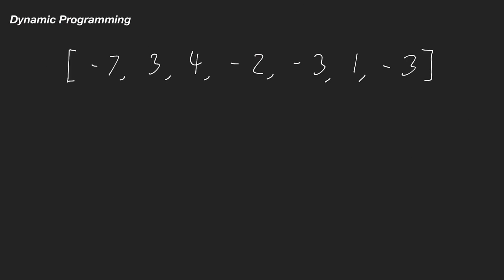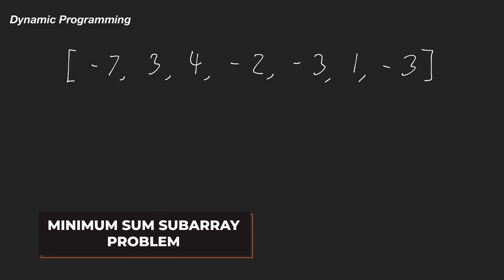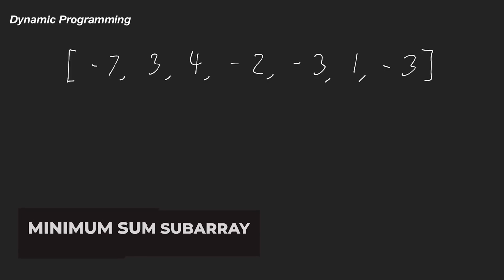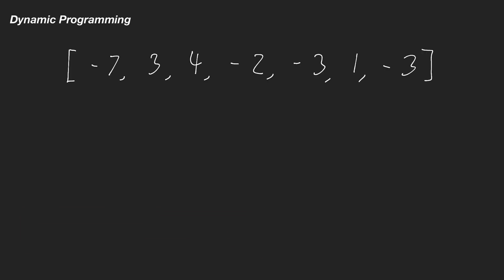All right, so I've just written an array on the screen here, or a list, whatever you want to refer to it as, and I'm going to ask you the following question. I'm just going to verbalize it, so just listen, think about it, and then I will talk about how we solve it. So the question is: determine the minimum possible sum of any continuous subarray in this array.